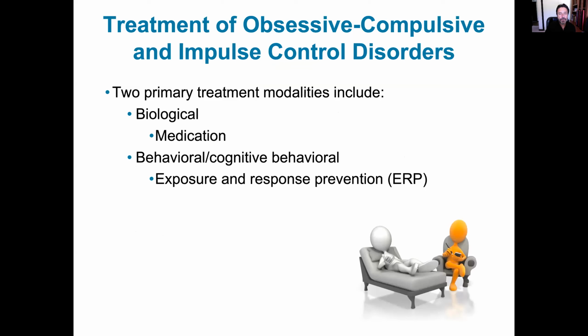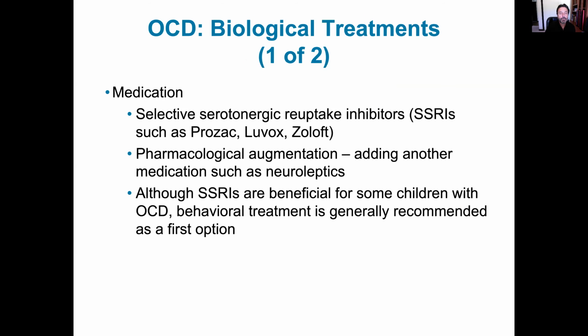Primary treatment for OCD and impulse control disorders are biological medications that control the anxiety, and then exposure or cognitive behavioral therapy along with it. Selective serotonin reuptake inhibitors, again, are a medication which have that side effect of calming. Other kinds of medications are often added by the psychiatrists if the OCD is severe.